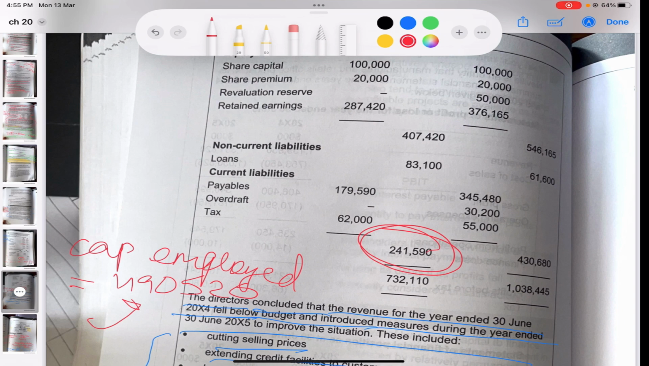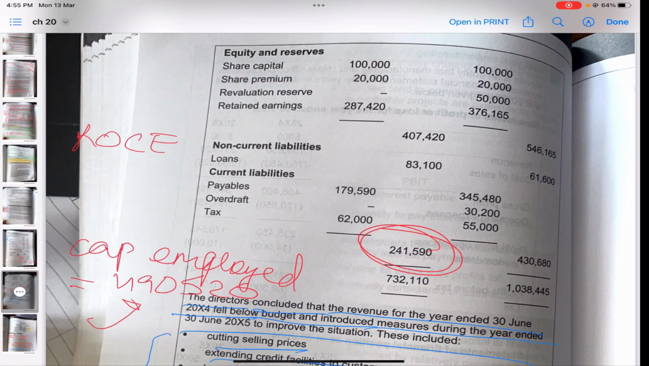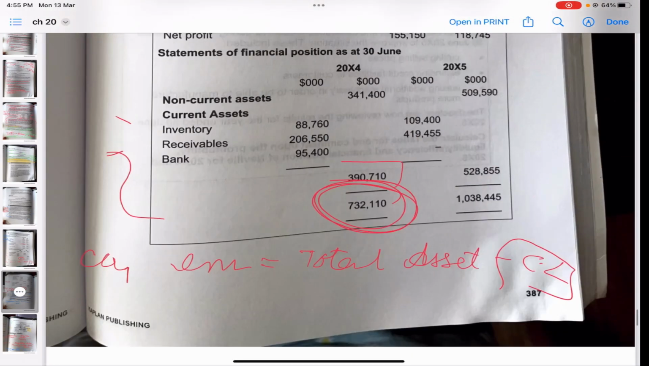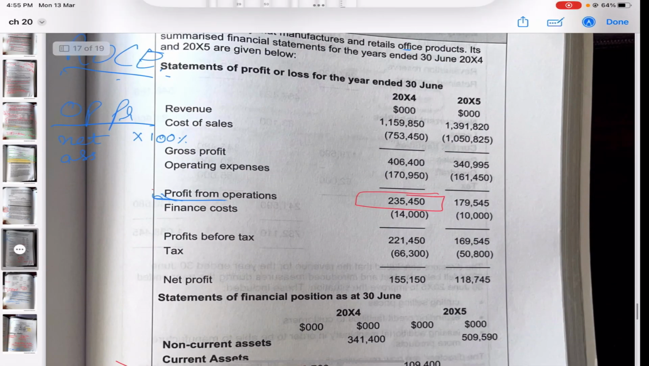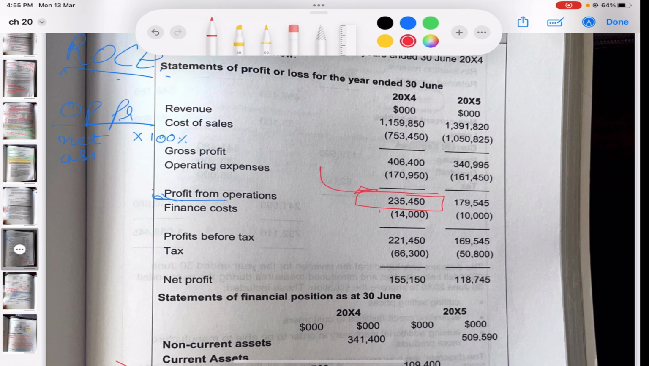So how did I do that? ROCE is operating profit upon capital employed, right? So where's my operating profit? Here, operating profit upon capital employed. I think you can do it by yourself. The same thing here also.